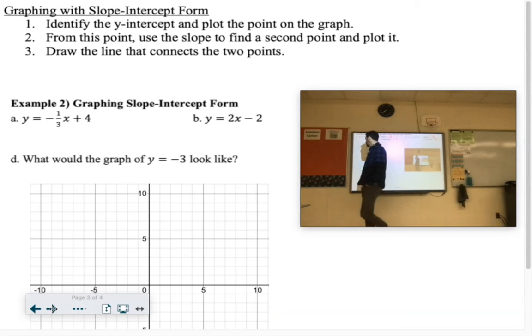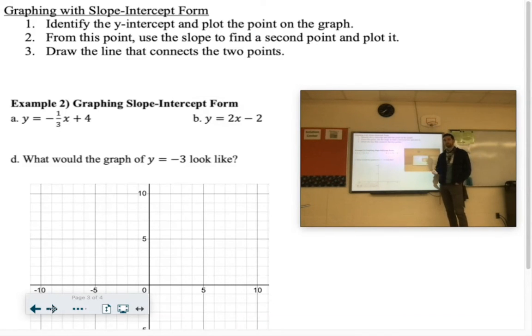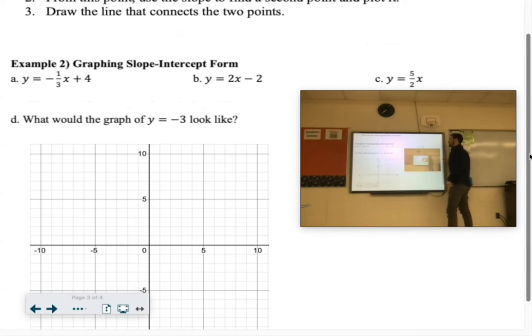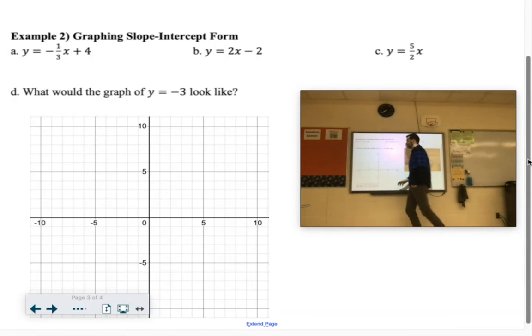So let's graph some of these in slope-intercept form. You start with the y-intercept, and then you use the slope to find a second point. You could draw a line at that point, or you can use the slope multiple times to keep finding more points to make your line a little straighter. But if you're using a ruler or something, it wouldn't make a difference. You could just have 2 points, straight line.